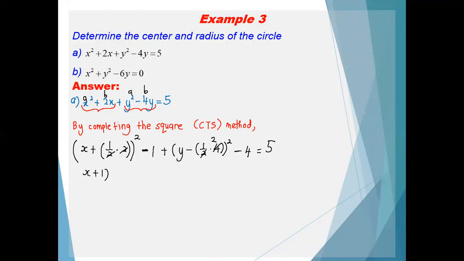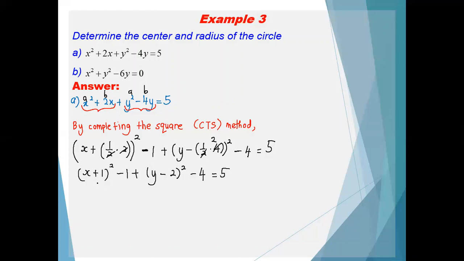Okay, 1 square minus 1 plus 1. Okay, minus half times 4, 2. Okay, so square minus 4. Okay, can you see? Negative 2 square 4, so minus 4. Okay, so equal to 5.